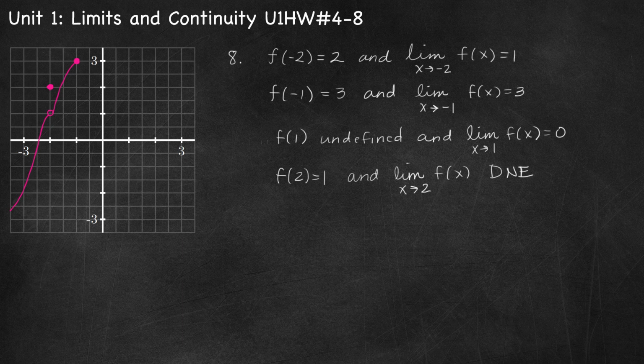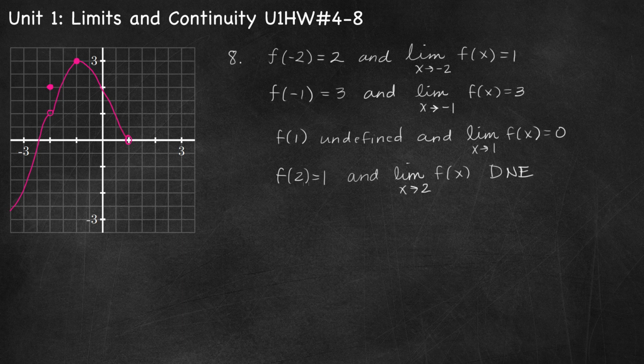Okay, then our next clue, f of 1 is undefined. So at x equals 1, we might have an asymptote, we might have a hole in the graph, there might just be a break in the graph there, not sure. But we do know that the limit as x approaches 1 is equal to 0. If the limit is equal to 0, then the graph has to be approaching 0 on both sides, although it is not equal to 0 when x is 1. So I'm just going to connect that up, something like that.